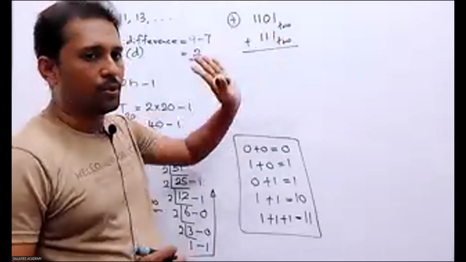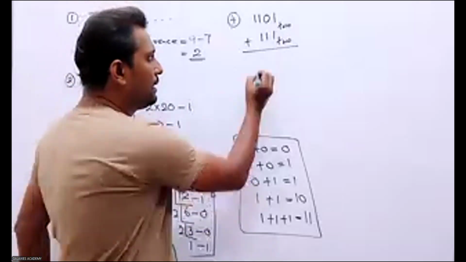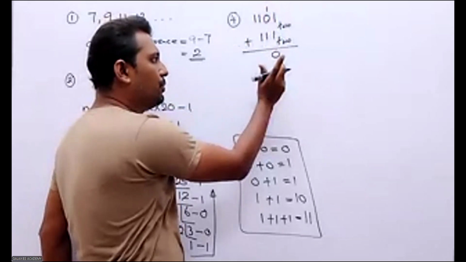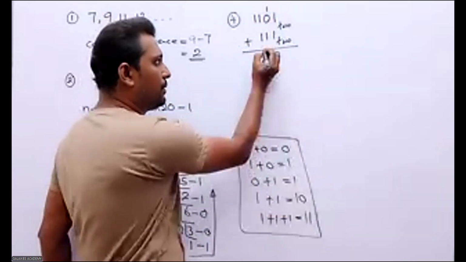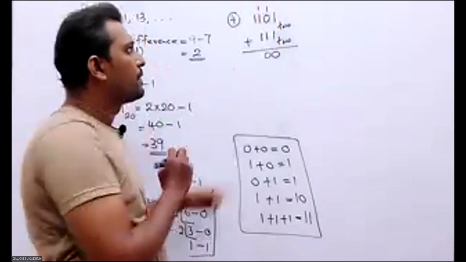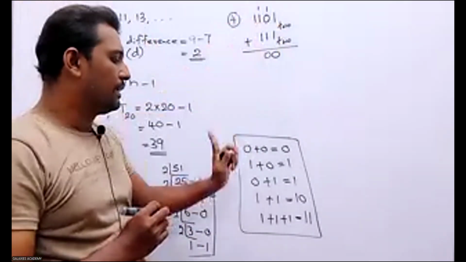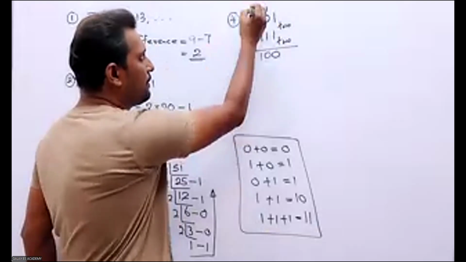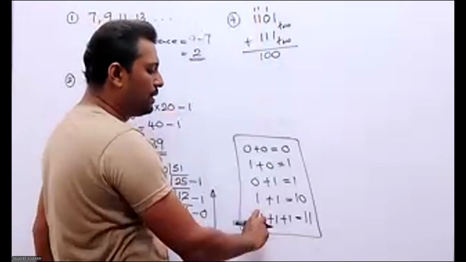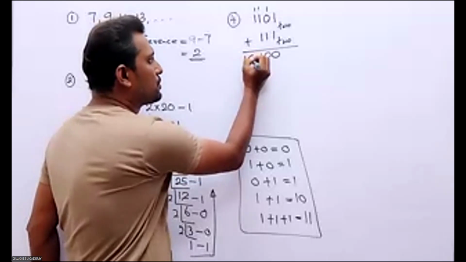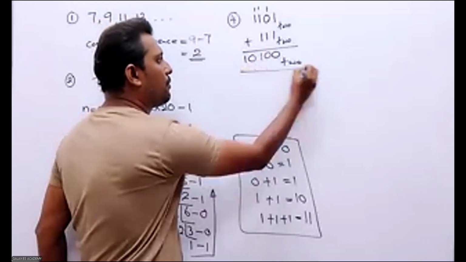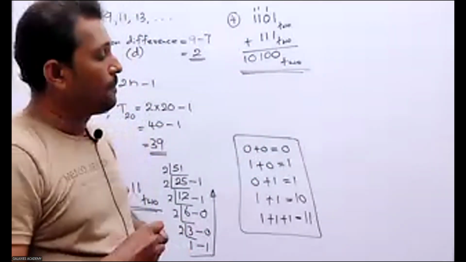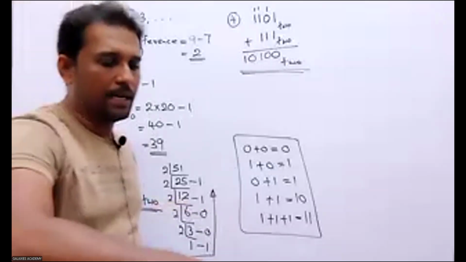1 plus 1 is 2. We can't write 2, so we write 10: 0, remaining 1. 1 plus 1 is 2, which we write as 10: 0, remaining 1. 1 plus 1 plus 1 is 3. How can you write 3? 11: 1, remaining 1. 1 plus 1 is 2, which we write as 10. So what is the answer of the fourth question? 10100 base 2. It is the fourth question answer.